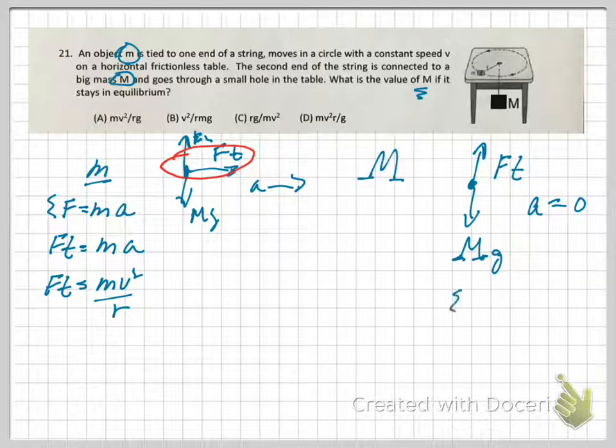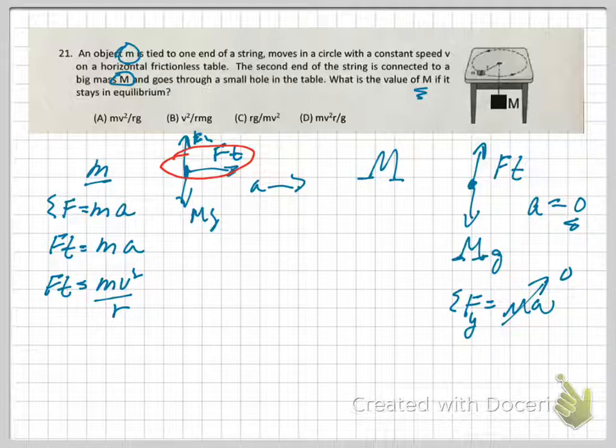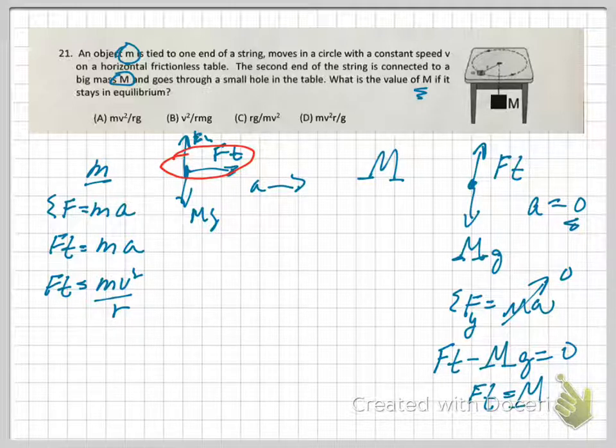So if we sum up the forces now in the y direction here, we have mass times acceleration, but we said the acceleration is 0. So we have tension force going up minus big M g equals 0, or the tension force equals big M times g. So we know if this is going to be in equilibrium, which is what they're looking for, we need to set them equal to one another.